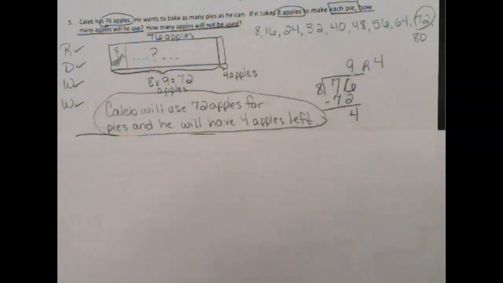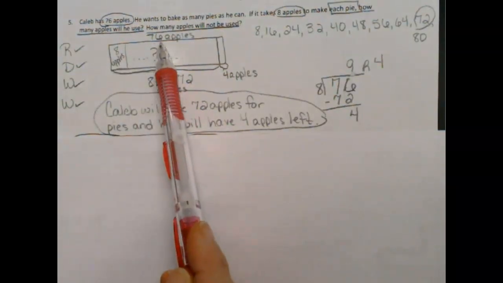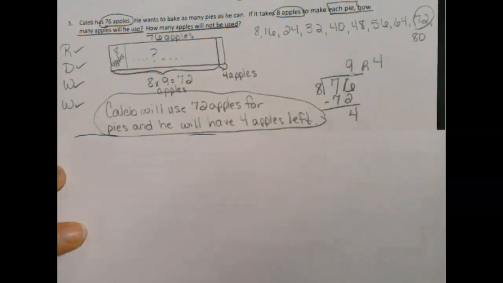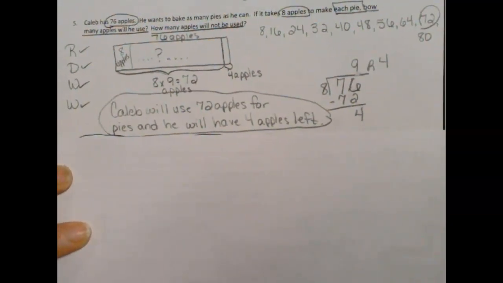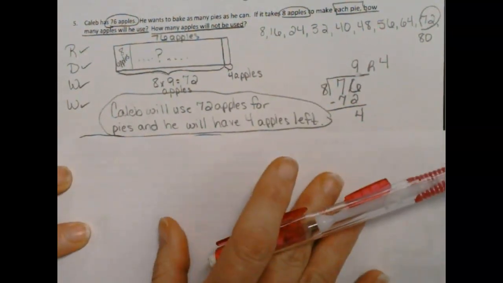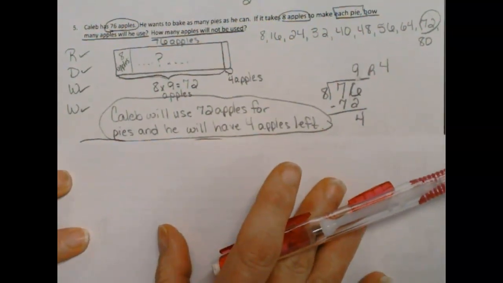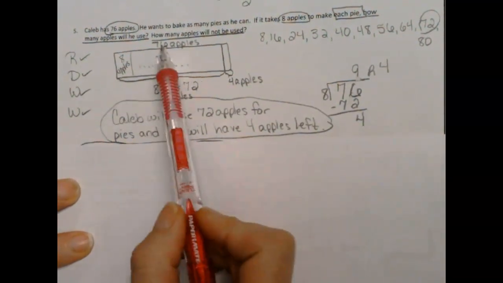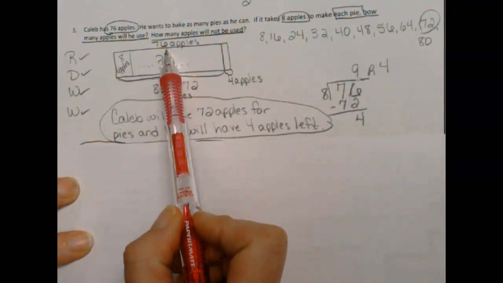So in order to do this one, guys, I did a tape diagram simply because I didn't want to draw out 76 dots for apples. We want to be efficient whenever we're doing division and multiplication. So you want to try and think of the best way to solve the problem in the most efficient manner. And drawing 76 dots is not very efficient. It's going to take me a long time.